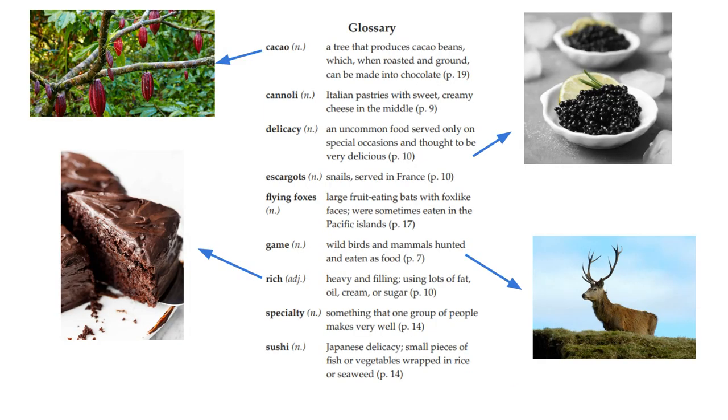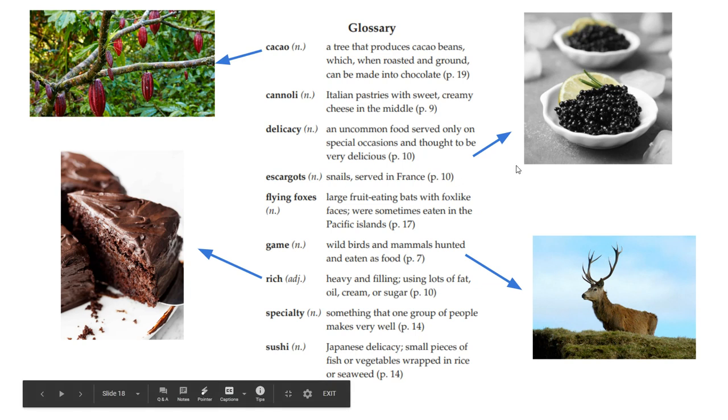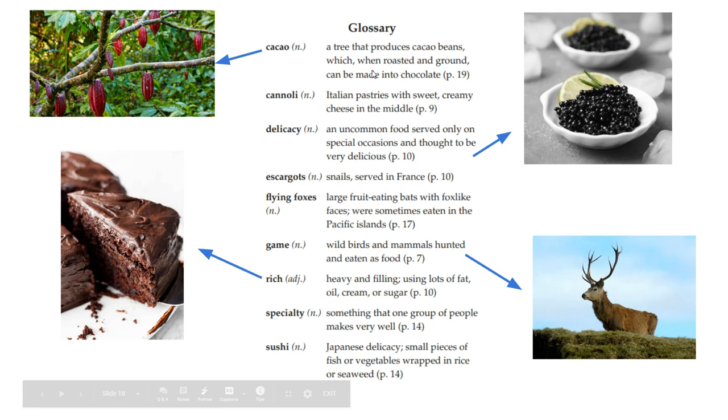On the last page of the text, there's a glossary, which is like a mini dictionary. It does tell you the meanings of some tricky words in the text. Let me focus on a few and give you some visuals to help you. The first one is cacao, a tree that produces cacao beans, which, when roasted and ground, can be made into chocolate. Did you know that these beans create some of your favorite candy bars?